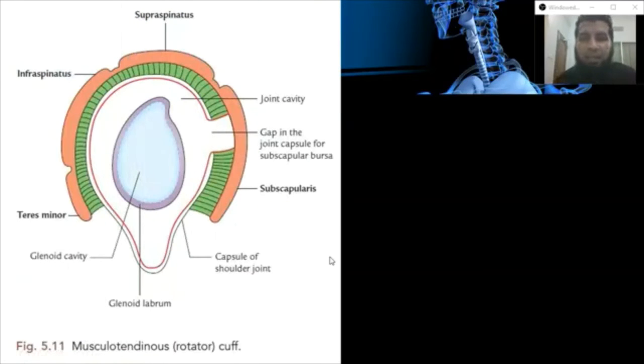Humerus is a typical long bone. This is a figure showing the rotator cuff at the shoulder joint. It gives stability to the shoulder joint, and four muscles form the rotator cuff, a fibrous sheath. What are the four muscles? Supraspinatus, infraspinatus, teres minor, subscapularis. You will be asked which portion of the shoulder joint is weak. The inferior portion of the shoulder joint is weak because there is no muscular support inferiorly. So dislocation of the shoulder joint will occur frequently inferiorly.